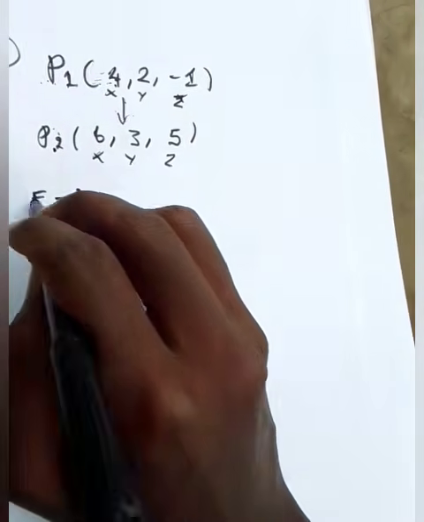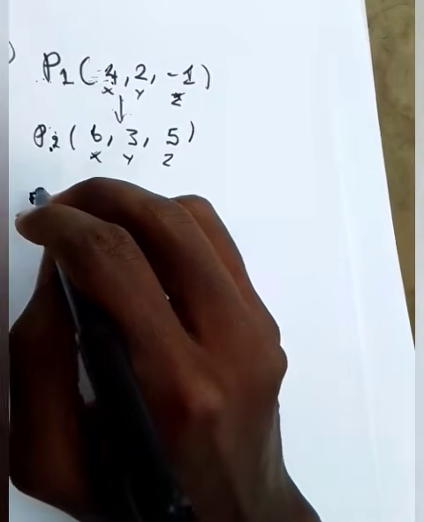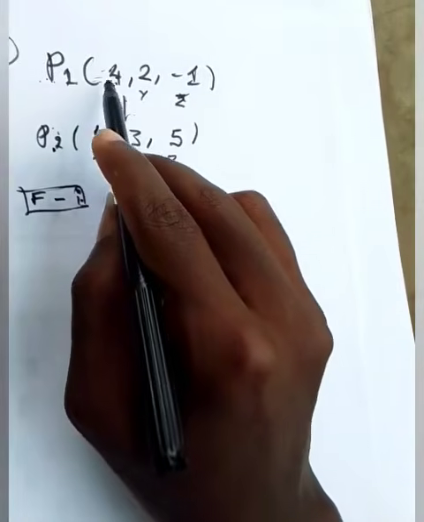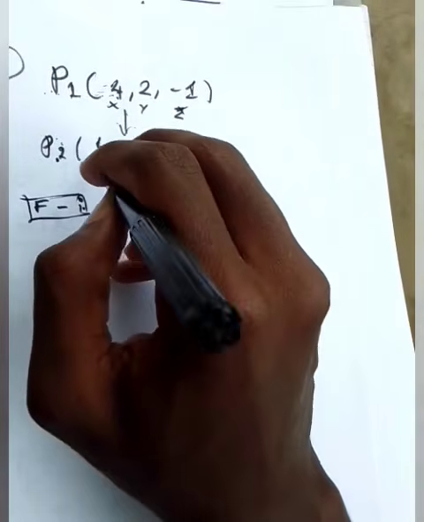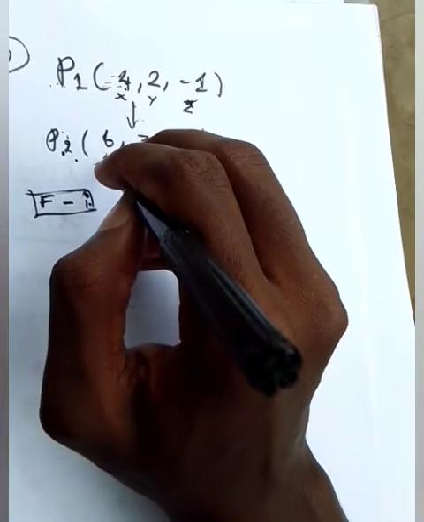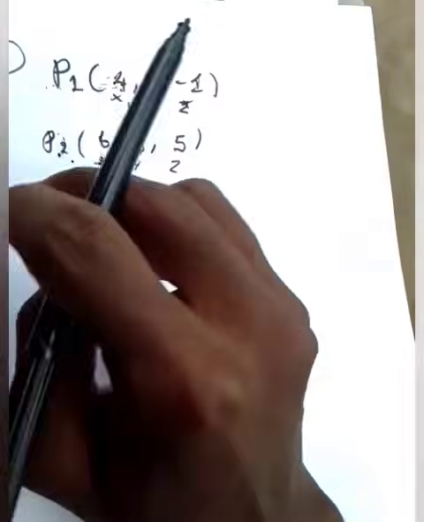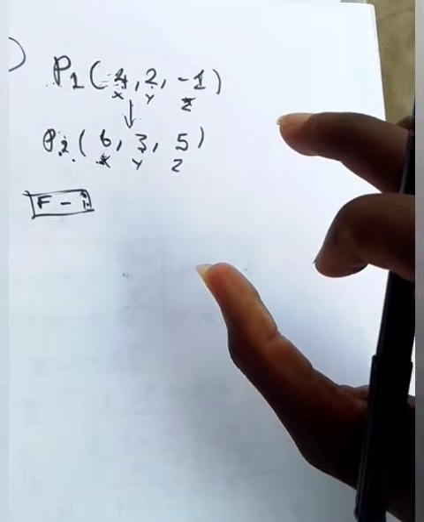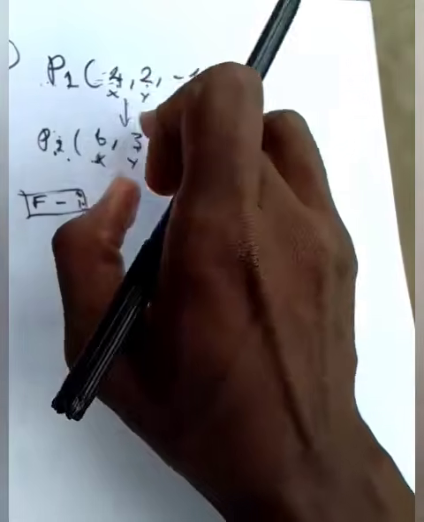You start with the final one minus the initial one. So in this case, you're going to start with the x component from the final point, which is P2. So you're going to say this one minus this, this one minus this. You start with the components in the final point, which is this one. So you subtract this from this.